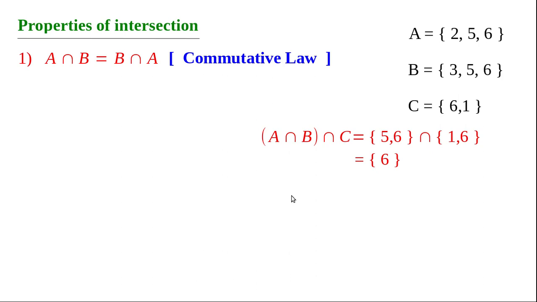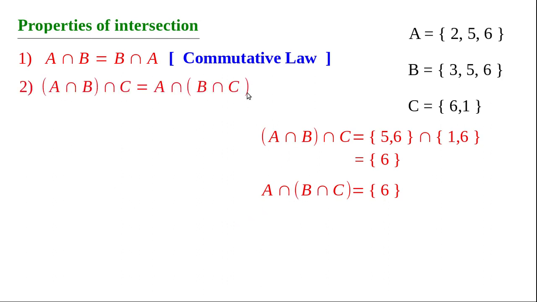Then what is the intersection B intersection C? It is again set 6. What is the meaning? These two intersections are same. We can take the intersection of three sets in these two ways. Both are same. That is the second property. This property is called the associative law. A intersection B intersection C equal to A intersection B intersection C.